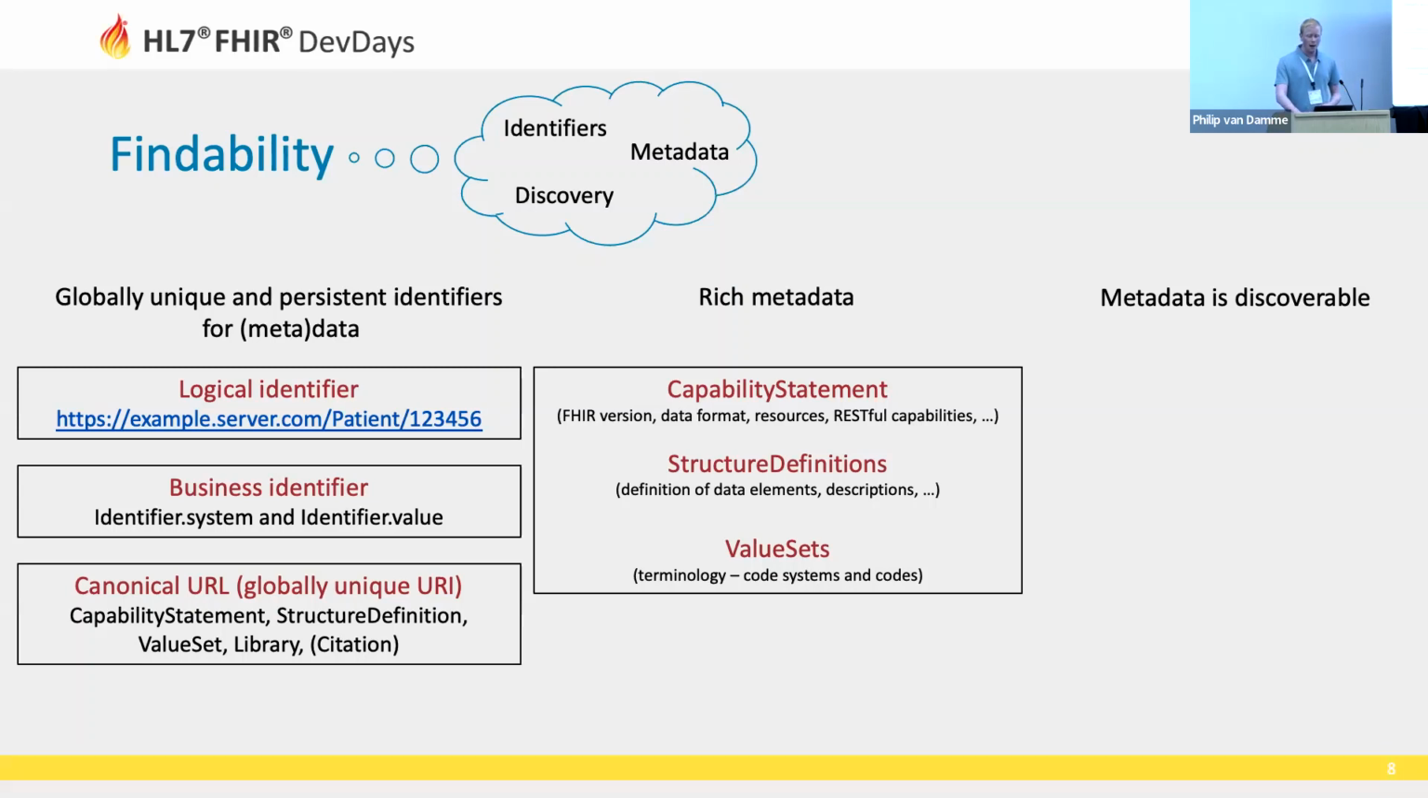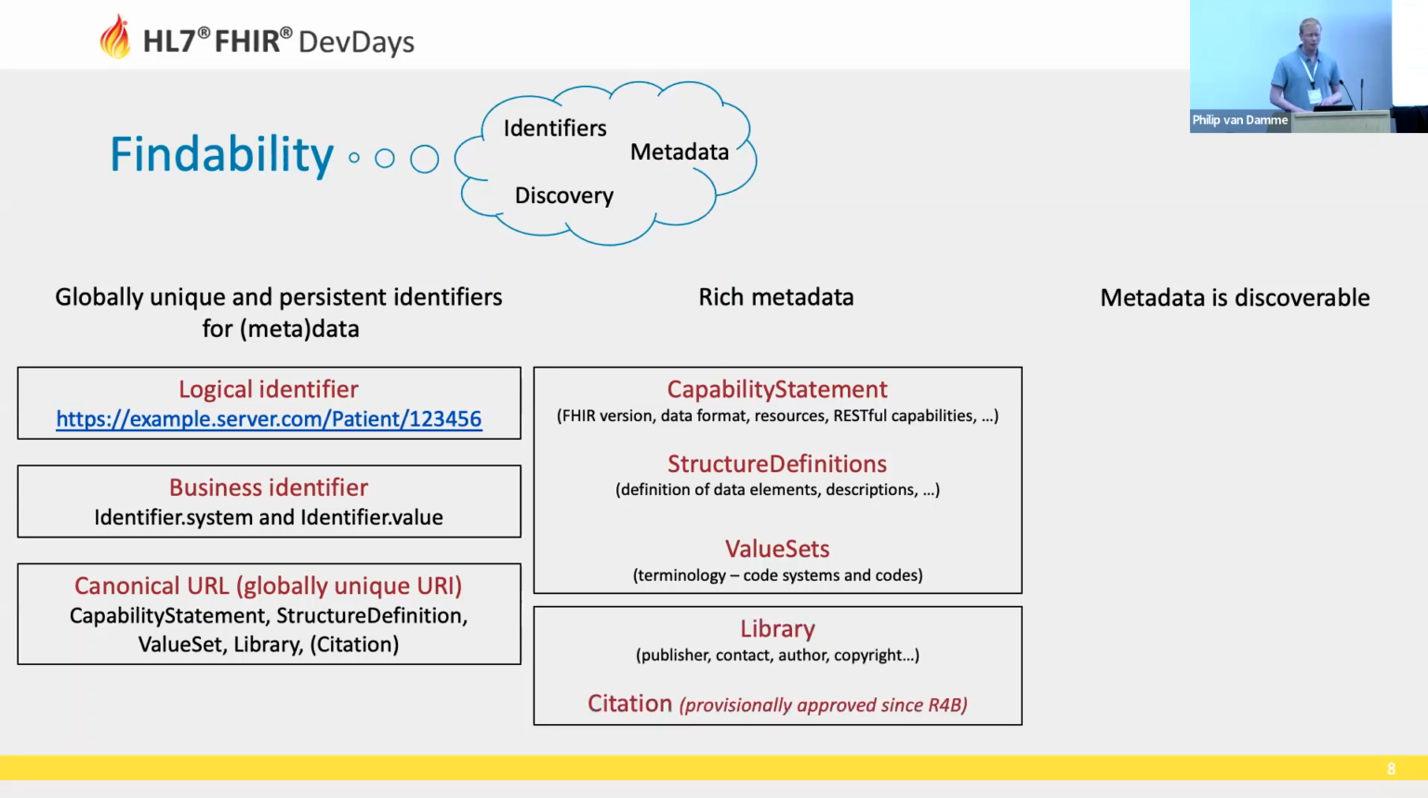All that information is now in your capability statement, your structure definitions, and your value sets as machine readable metadata. And adding to that, and I will explain why citation is between parentheses, you have information about who publishes the dataset, contact information, authors, maybe also copyright. For that, you can use the library resource, which is kind of a general purpose container, and you can store the metadata in there.